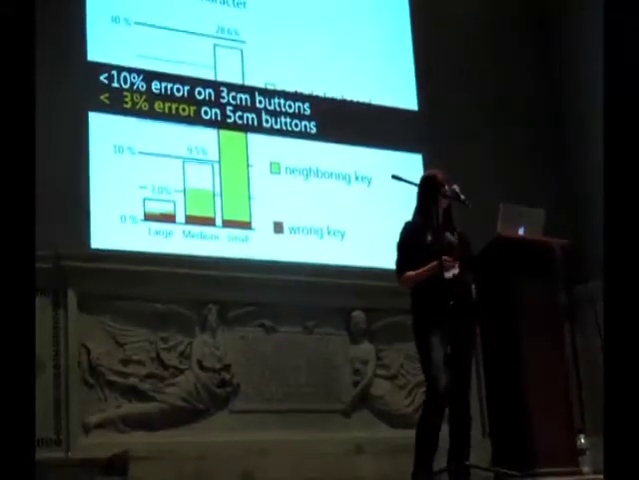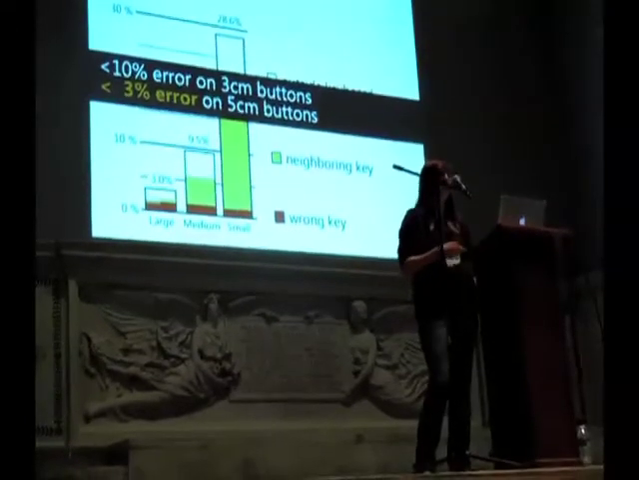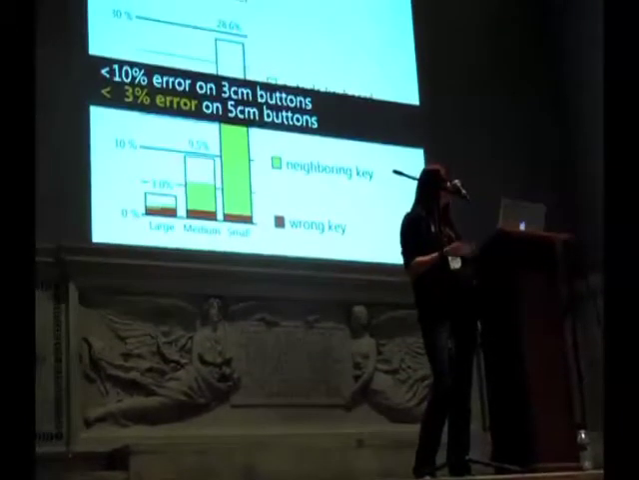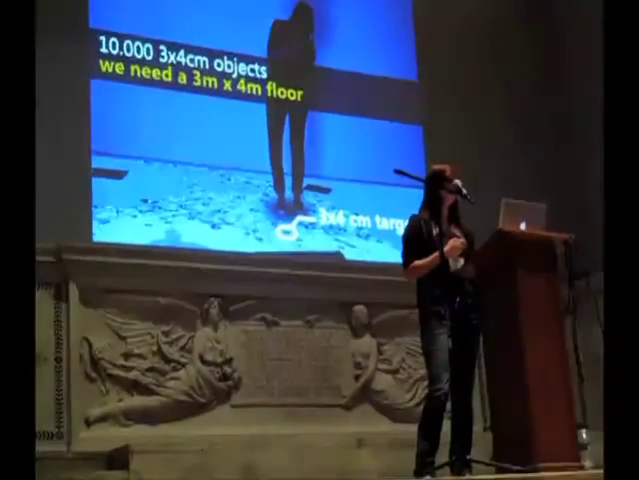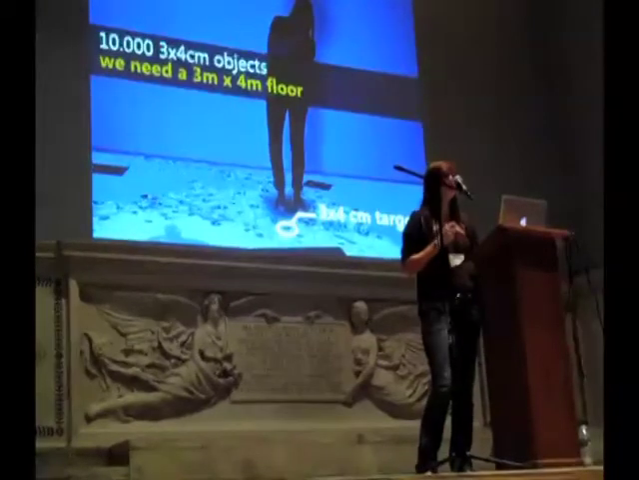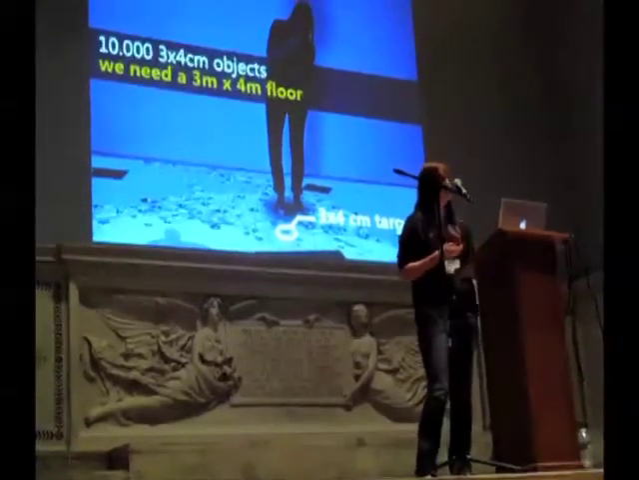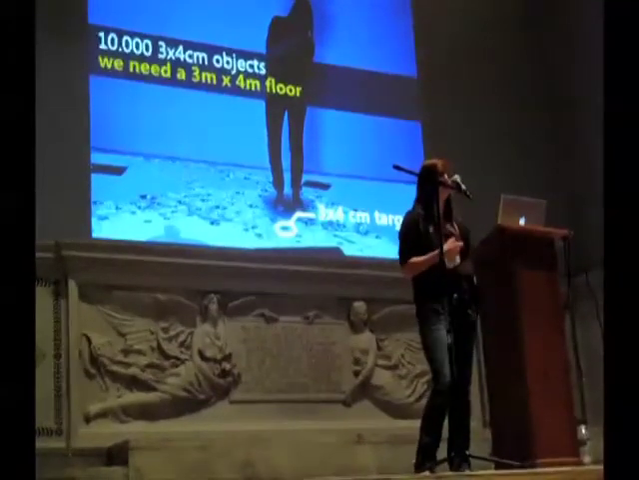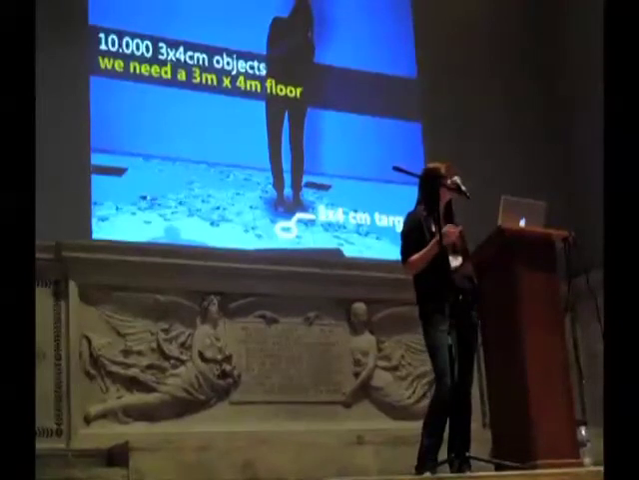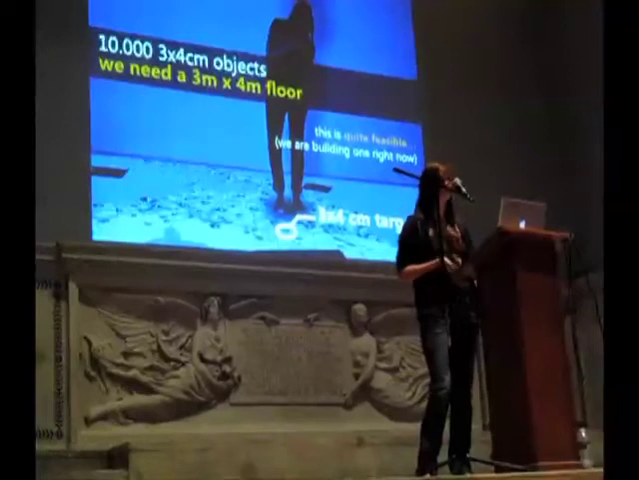Okay, on the medium keyboard it was less than 10% error rate, and on the large one it was less than 3%. And the question now is, how big should we build a floor so that we can fit 10,000 objects? If we take these 3 by 4 centimeter objects, it would be a 3 by 4 meter floor. That sounds insanely large, but actually we're building such a floor right now.